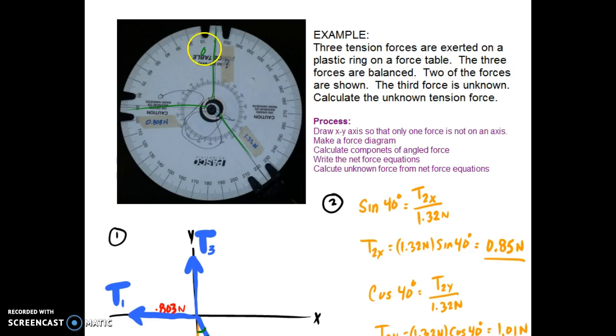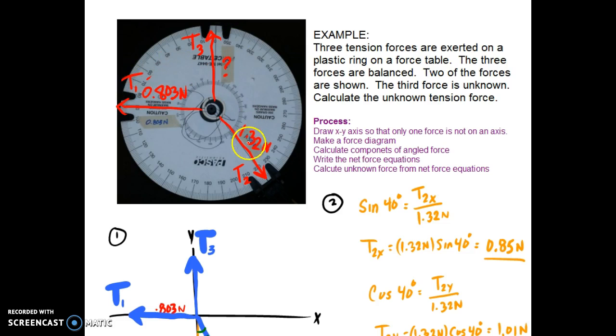This is at 0 degrees, this one's at 90 degrees, and this one goes past the 180 at 220, making this right here a 40-degree angle with the vertical. And because it's hard to see, I've made the tension forces visible.